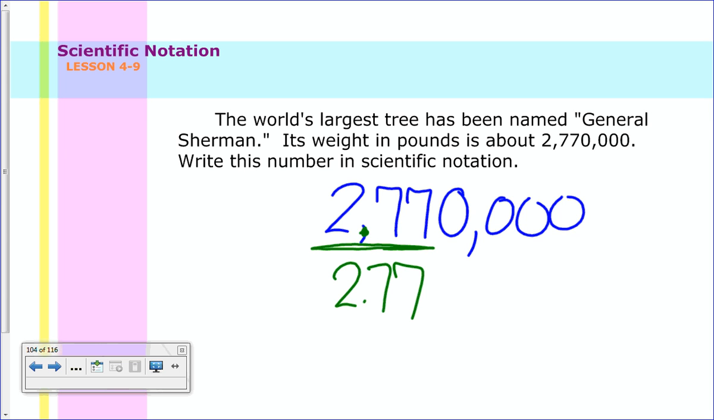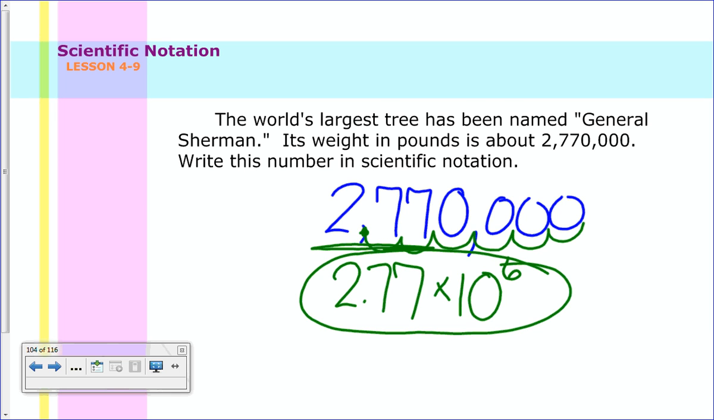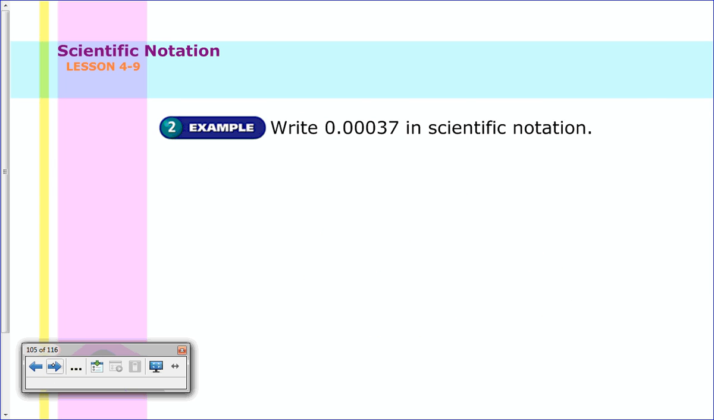And we had 277 as our digits. And we need to get a number that is between 1 and 10, so that would be our only option. That's one factor. Then we have times 10 to the 1, 2, 3, 4, 5, 6th power. So this number is 2 and 77 hundredths times 10 to the 6th power.